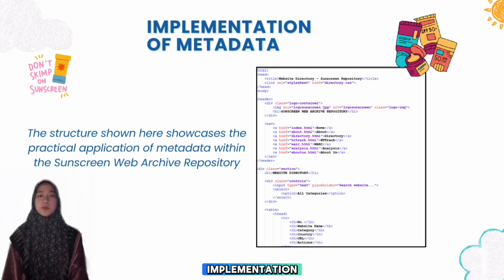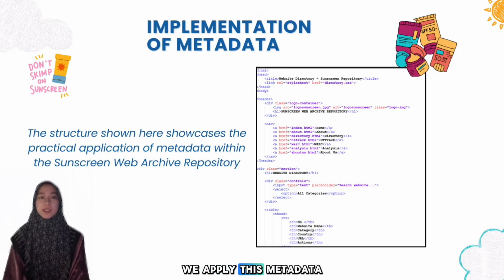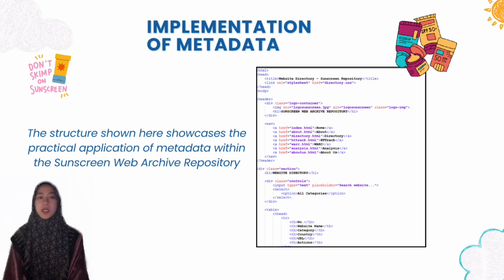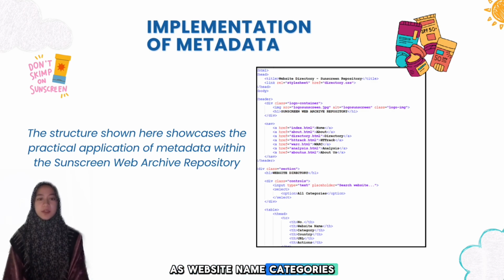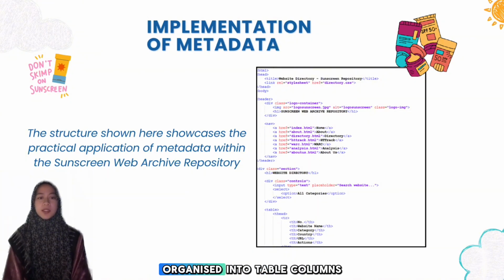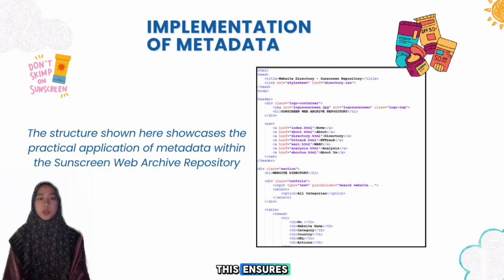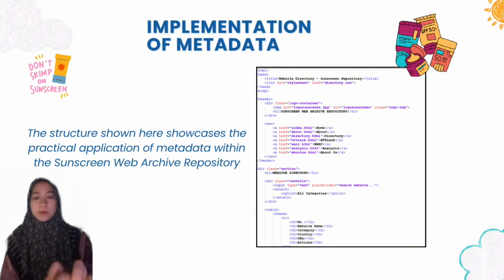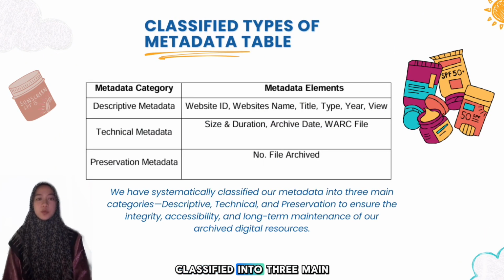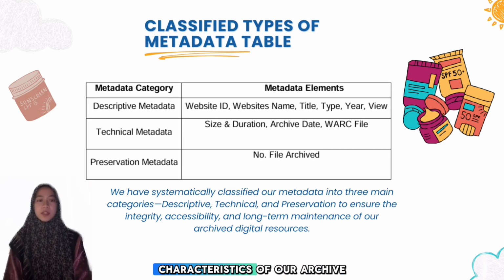Moving to the technical implementation, this section shows how we apply this metadata directly into our HTML structure. The metadata elements such as website name, categories, countries, and URLs are organized into table columns. This ensures that all collected information is displayed systematically, allowing users to identify, access, and manage archived websites more efficiently. Regarding metadata, we have classified it into 3 main categories. These include descriptive metadata for primary identification, technical metadata to record the technical characteristics of our archive, and preservation metadata to monitor the storage status of the files.